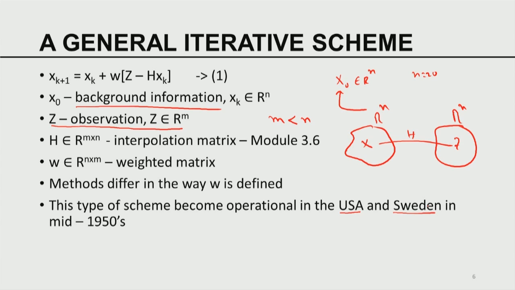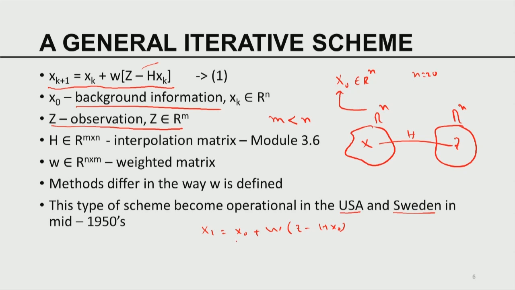So what is the basic idea? Now let's go to equation 1. X naught is the background, Z is the information, H of X naught you can think of as a model predicted observation. Z minus H of X naught is the new information that the observation has that the background did not. So you can think of Z minus H of X naught as the innovation. You multiply by a weight, you add to X naught. So what is it that you get? You get X1 is equal to X naught plus W times Z minus H of X naught.